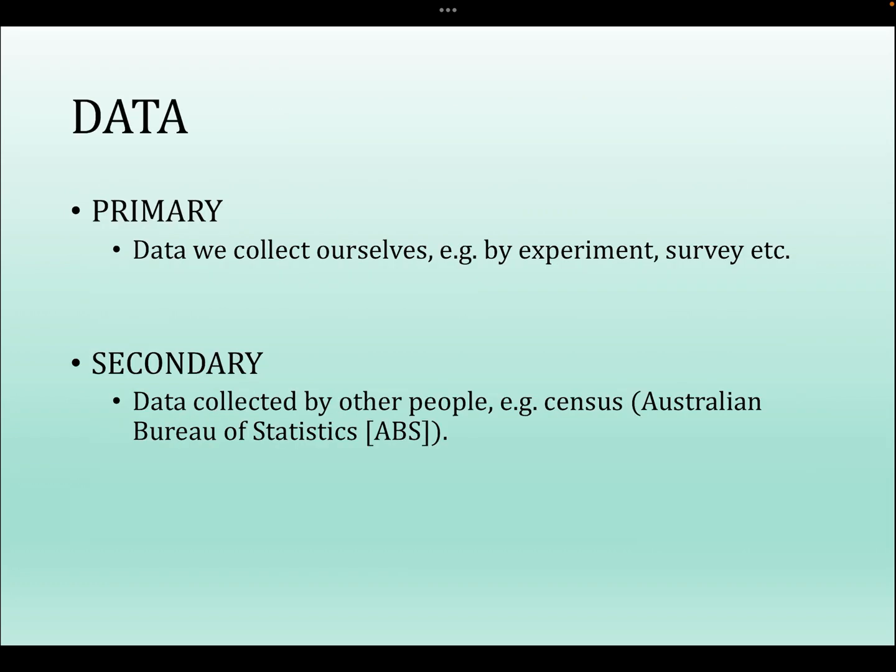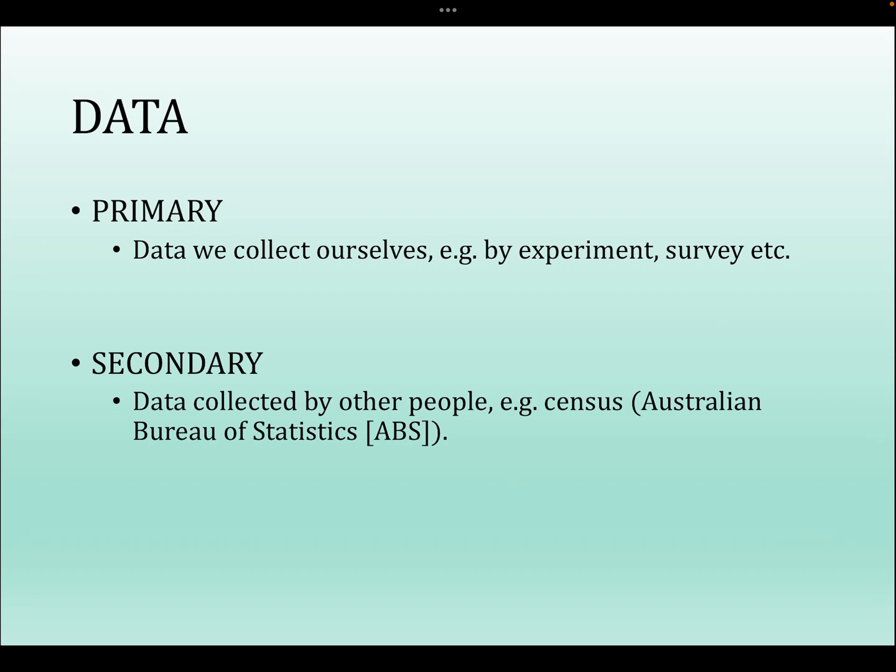Now, when we collect data, we can collect it ourselves or we can use data which someone has already collected. If we collect it ourselves, we call it primary data. We know how we collect it. We know we could do it by experiment or survey. Whereas secondary data is data collected by other people. For example, the census is collected by the Australian Bureau of Statistics. There will be other data. For example, you can get reports and use the data that other people have collected.